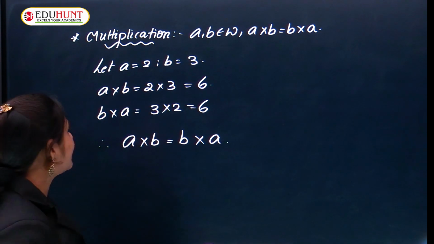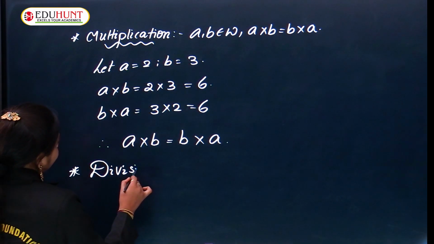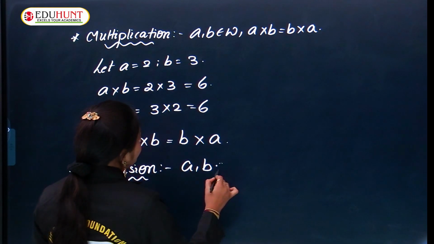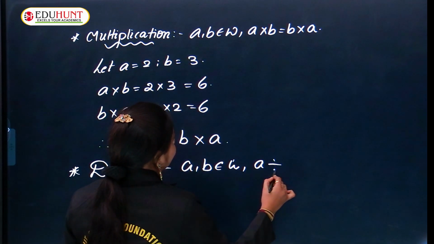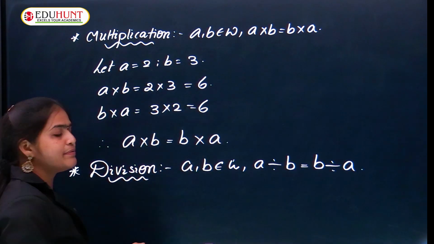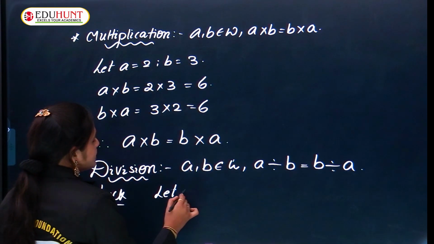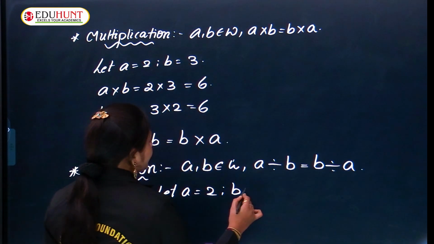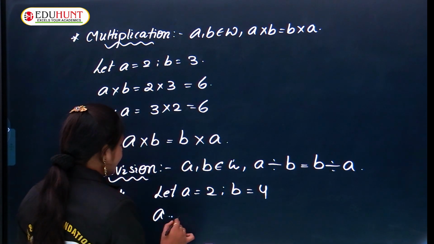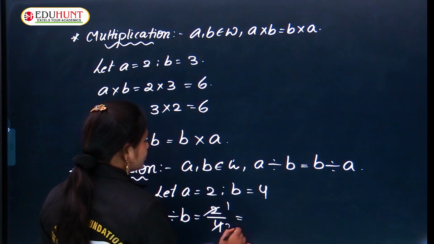Finally we have division. Now A, B belong to whole numbers, then is A divided by B equal to B divided by A? Check whether that condition is satisfied or not. Let A equal 2 and B equal 4. Then A divided by B is equal to 2 by 4, which is equal to 1 by 2.